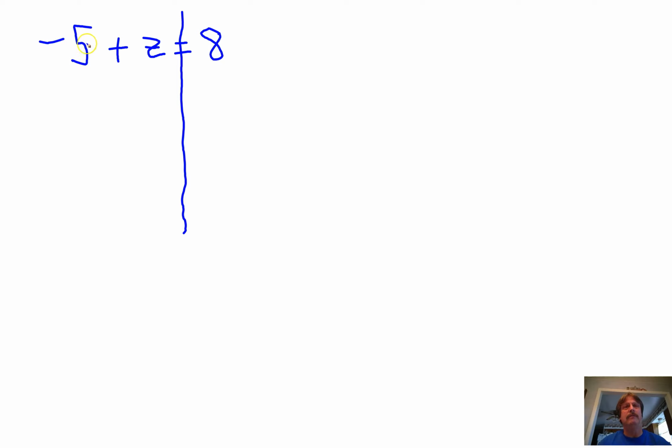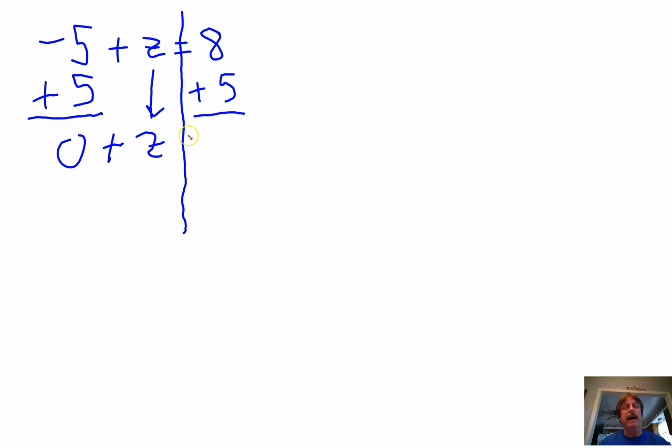I'm at a negative 5, so how do I take negative 5 to 0? Well, I'm going to add 5, because this is the opposite condition. Remember, we learned about opposites in the number sense unit. So negative 5 plus 5 is 0. What I do here, I have to do over here. So I'm going to add 5 to 8. I'm going to bring down my z again. 8 plus 5 equals 13. So z equals 13.